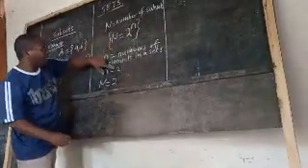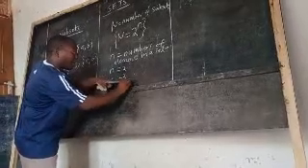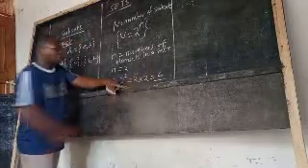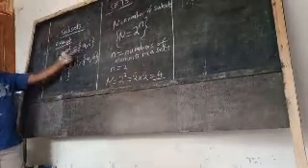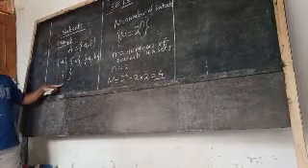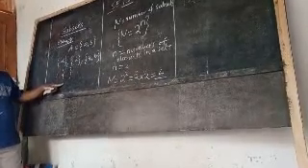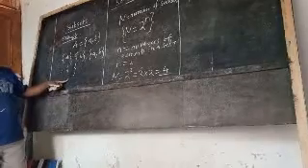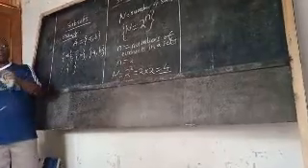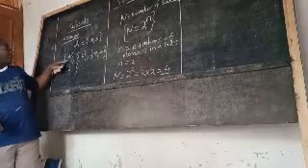So now n is 2. Put 2. 2 power n is equal to 2 times 2, which is 4. So the number of subsets for this set A is 4 subsets. As we count here, we have 1, 2, 3, and 4. So for a set which contains 2 elements, the number of subsets is 4. As we count here, 1, 2, 3, 4.